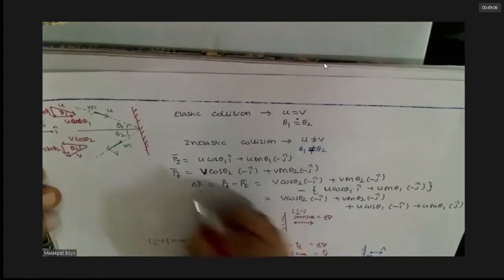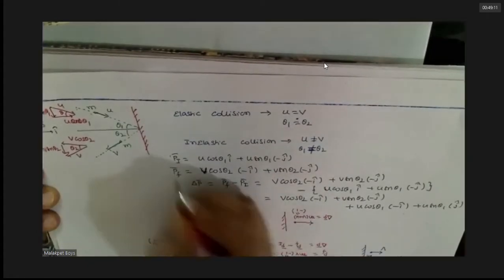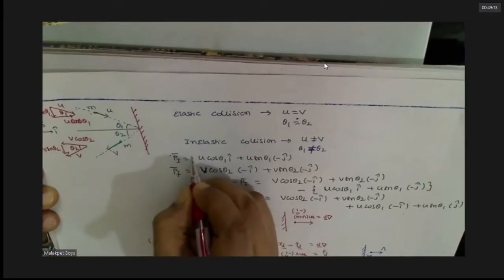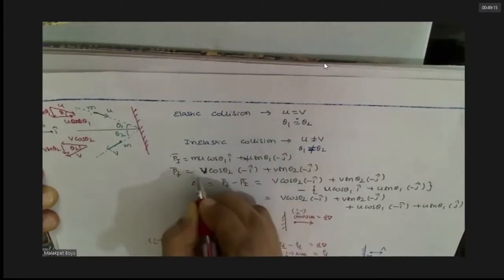So what is the integration of x power n? x power n plus 1 by n plus 1. So what is the integration of v here? In place of x, you have v. So v power 1 plus 1 by 1 plus 1. And the limits are u and v.